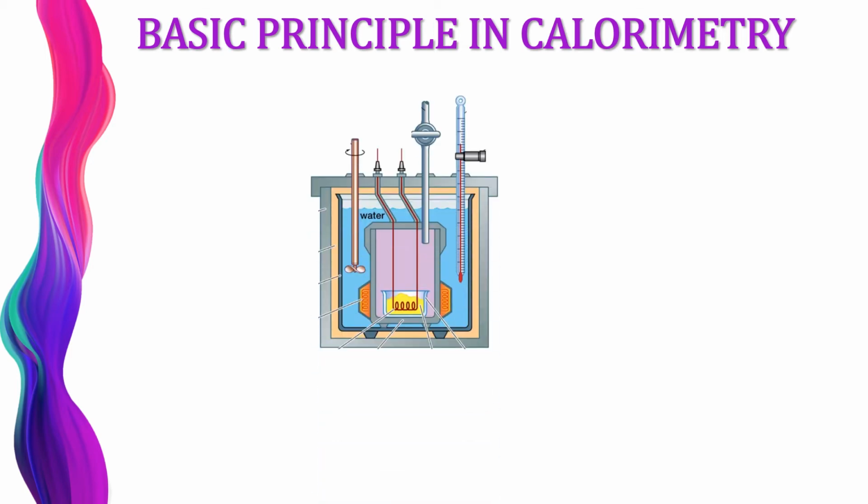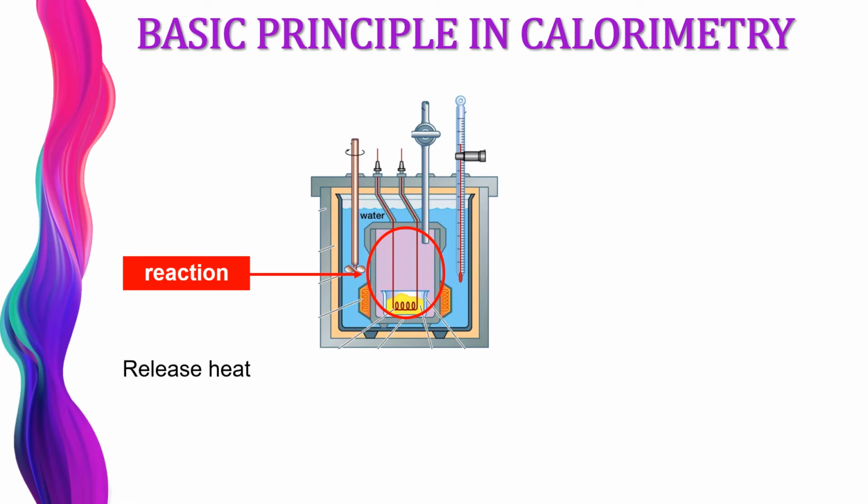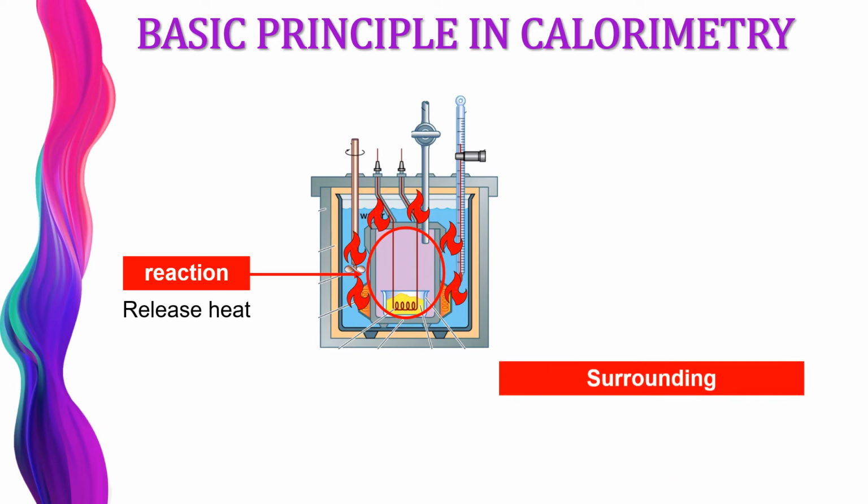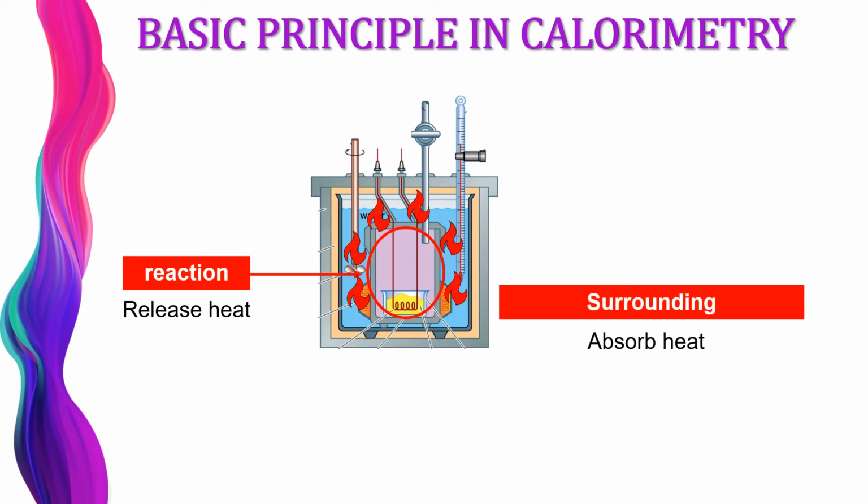Next, let's consider the other situation. This is a calorimeter, and this is where the reactant is placed and the reaction started. Some chemical reaction will release heat, and the surrounding will absorb the heat released from the reaction. Surrounding tu apa? Surrounding ni adalah kawasan di sekeliling tempat tindak balas berlaku. Tindak balas berlaku di sini. So dekat sekeliling dia ni, semua ni kita panggil sebagai surrounding.